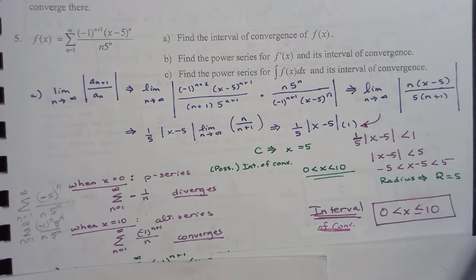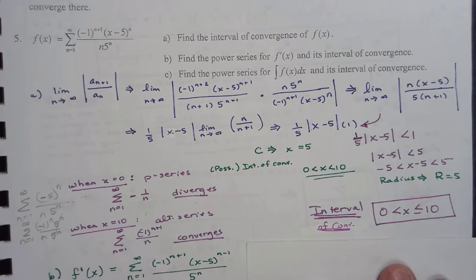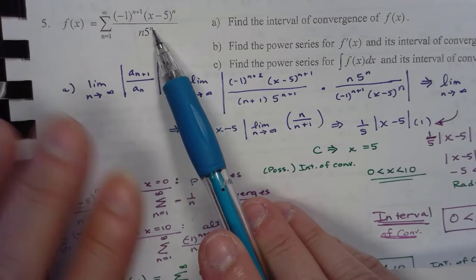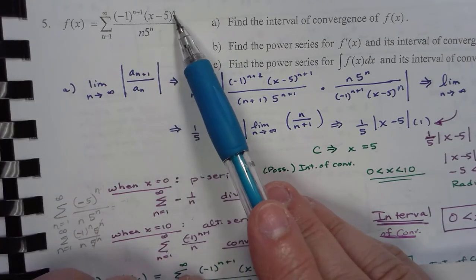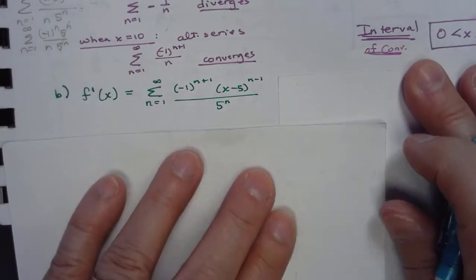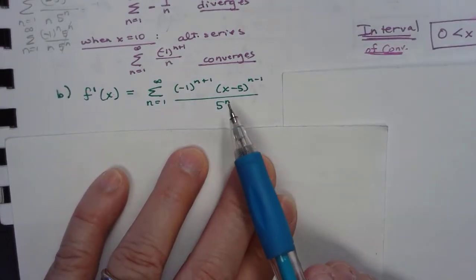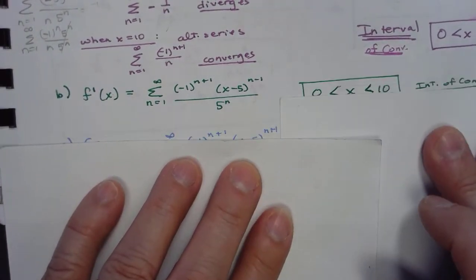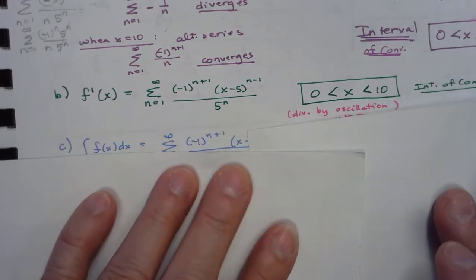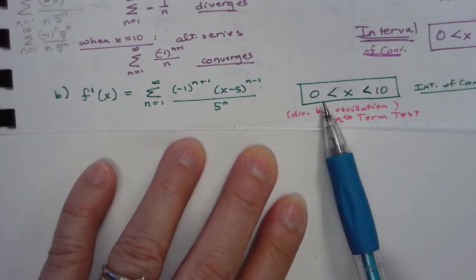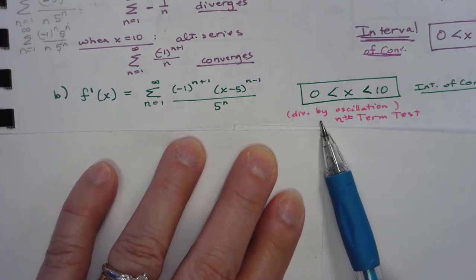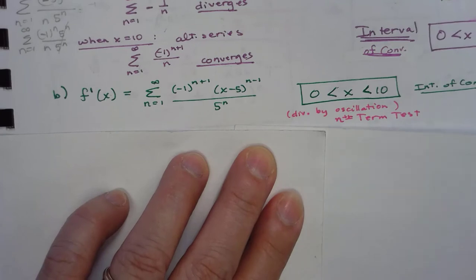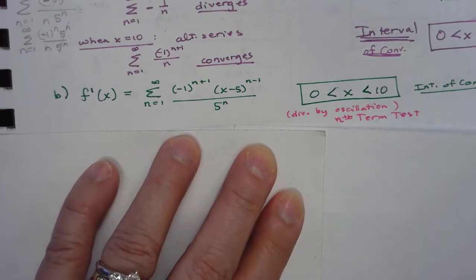Now let's find the power series for f prime. The power series for f prime is going to be taking the derivative. So when I take the derivative of this, the n's going to come down and cancel with this n, and that's going to leave n minus 1. Okay, only taking derivative terms that have x in it. And so I get for my interval of convergence, x greater than 0, less than 10. We diverge by oscillation with the nth term test. You can check that for when x is 0. Okay.